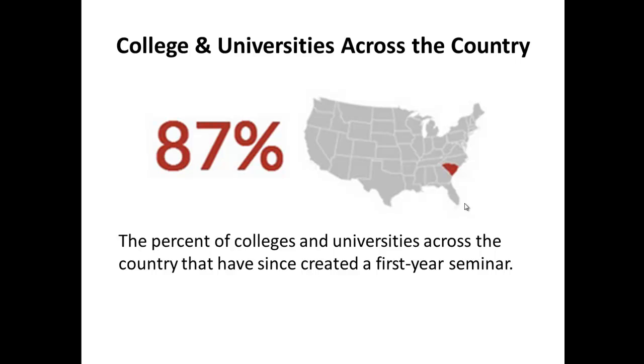College and universities across the country, 87%. United States graphical map with all gray states except Garnet, South Carolina. The percent of colleges and universities across the country that have since created a first year seminar.